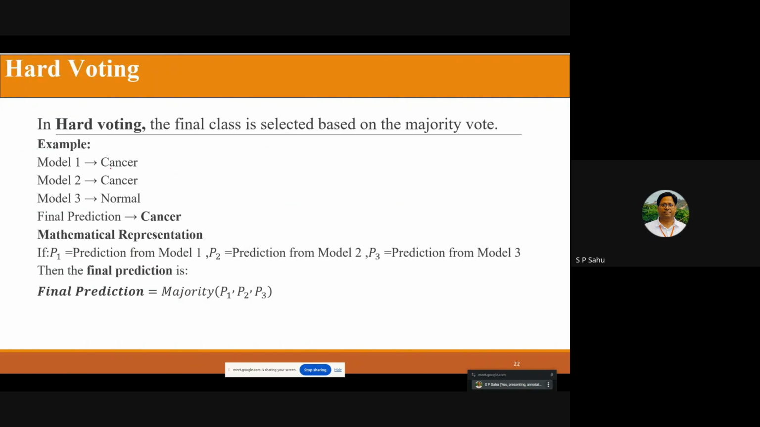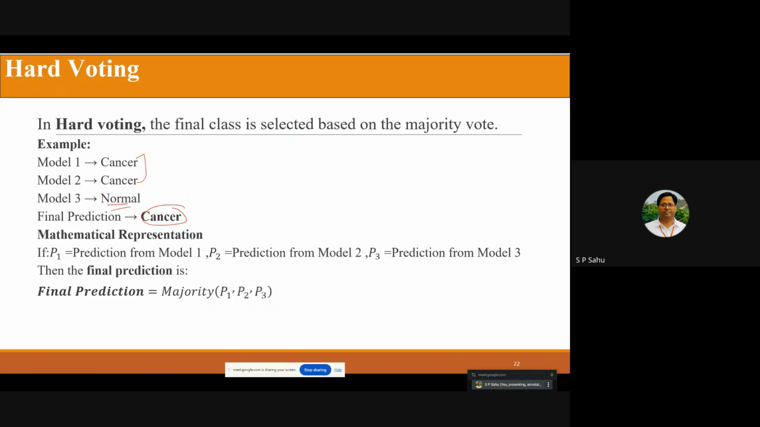When we are talking about hard voting, the final class is selected based on the majority vote. Let us say that we have cancerous and normal data. Model 1 and model 2 have given the outcome as cancer, and model 3 as normal. So the final prediction will be cancer. This is hard voting.